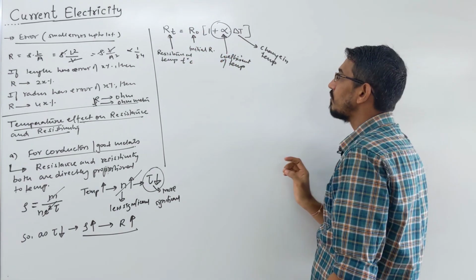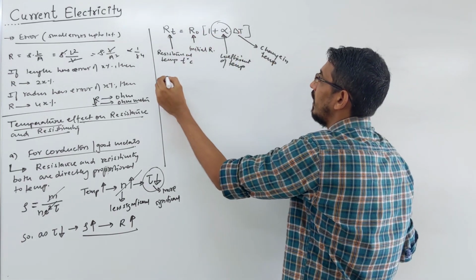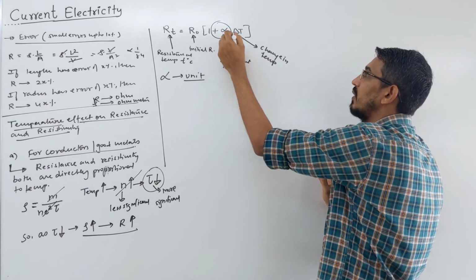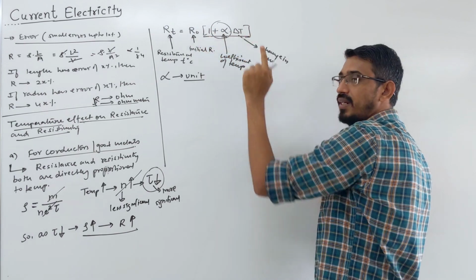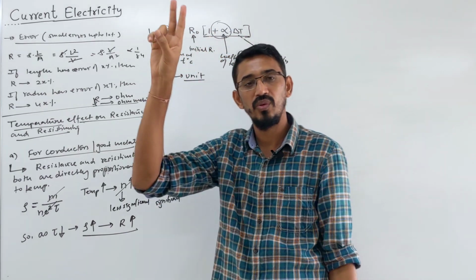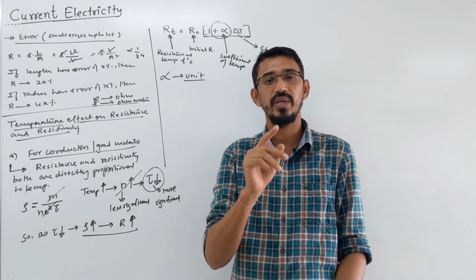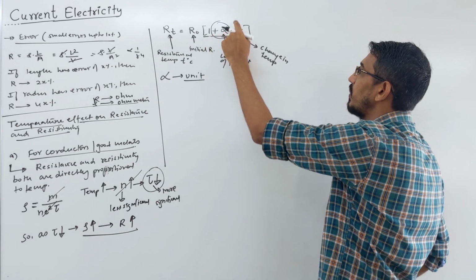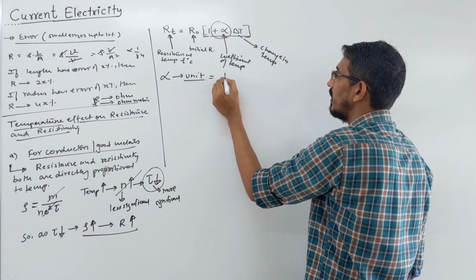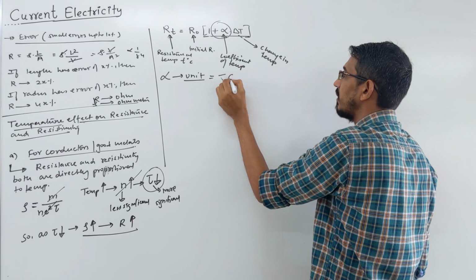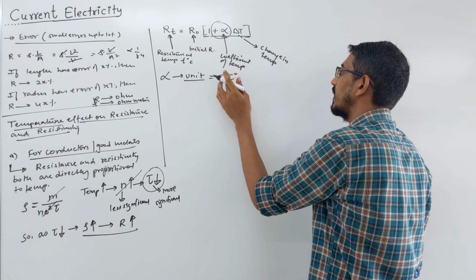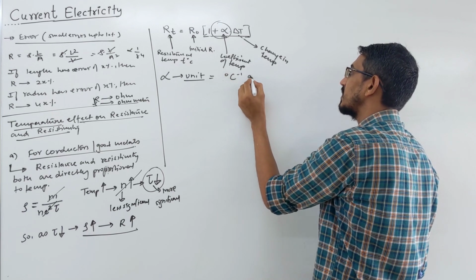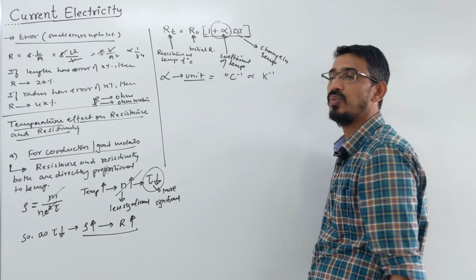What is the unit of alpha? They can ask this in the exam. Look here, this term is added: 1 plus alpha del T. We remember the rule from the first chapter that if two terms are added, they should have the same dimension. One has no dimension because it is just a number, so alpha should be 1 by T. So the unit of alpha is per degree Celsius, or per Kelvin also, no problem.